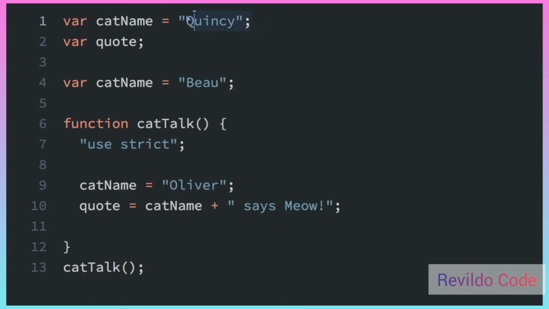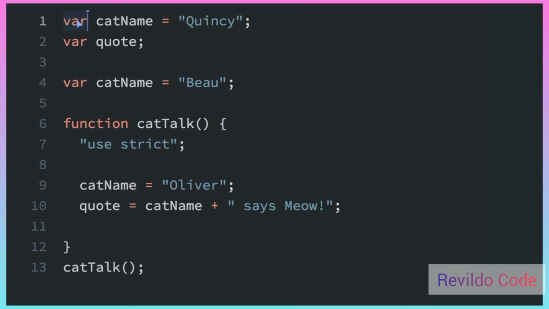So let's look at this example. We have var catName equals Quincy, and then down here var catName equals Bo. And if I just run this code, you'll see that nothing is happening. It's just allowing us to set the catName twice and declare it twice with the var keyword.